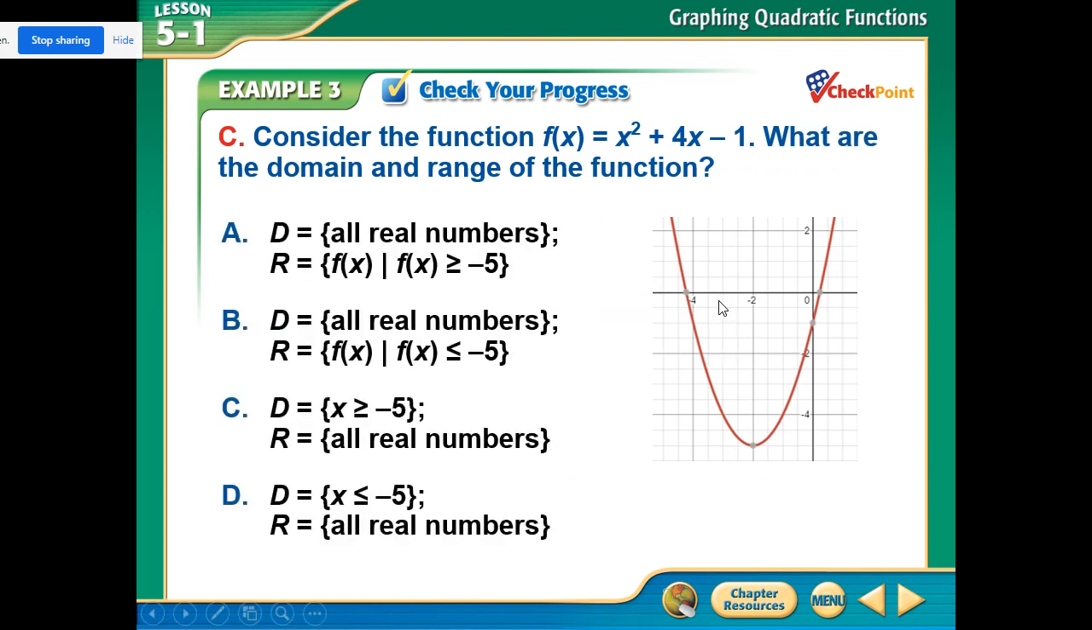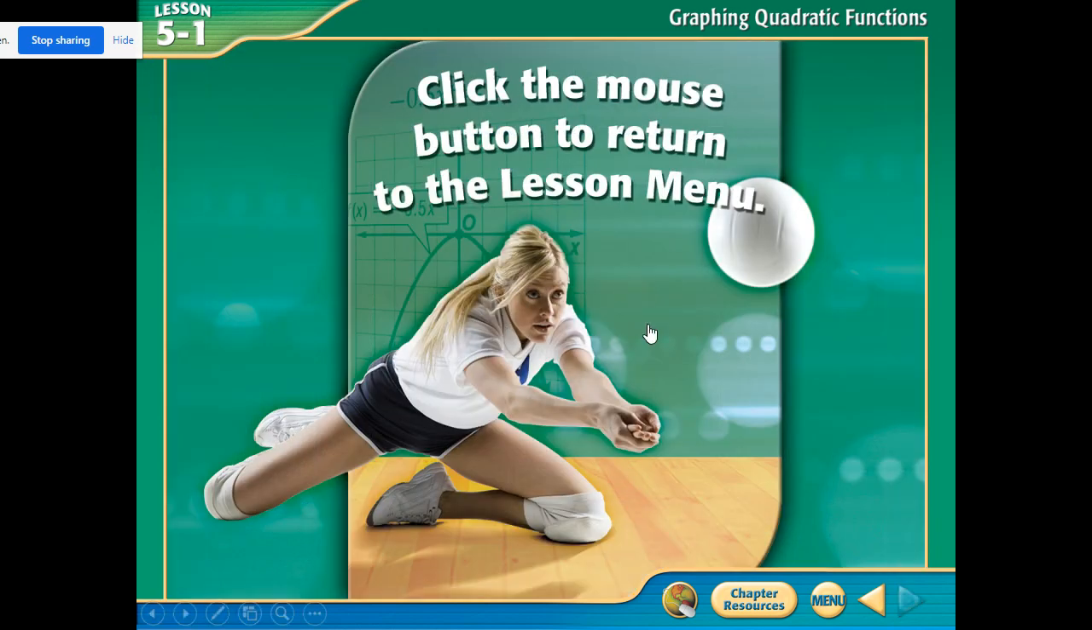What's the domain and range? Again, domain is all reals. So these two are out. And the range, here's that -5, but it's all the numbers that are bigger than -5 this time. So we're talking about greater than -5, so A. And that's what I have for you today.